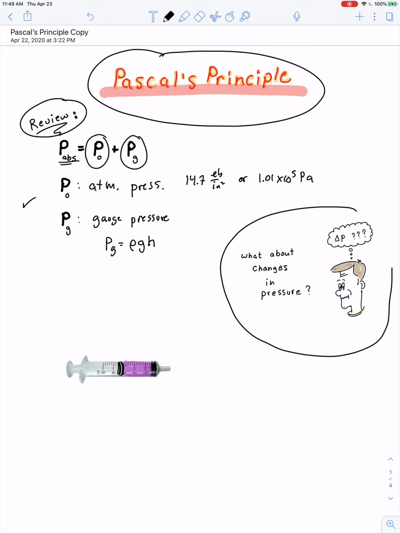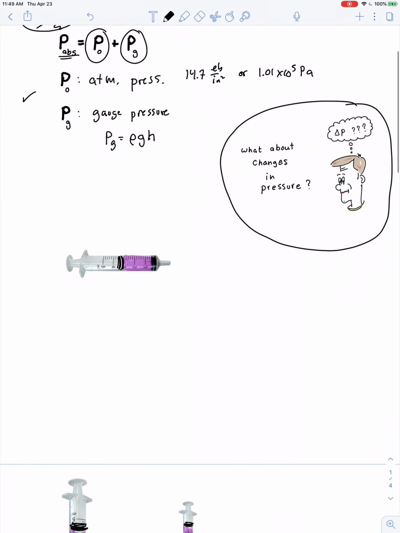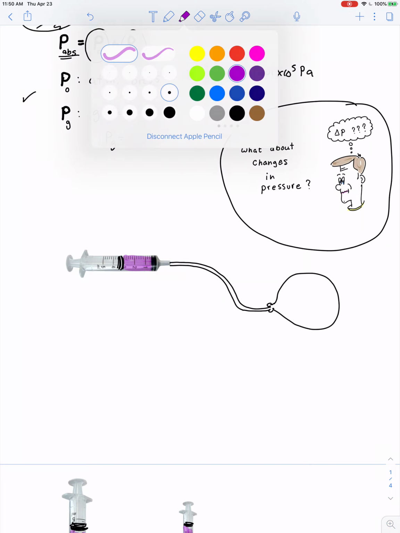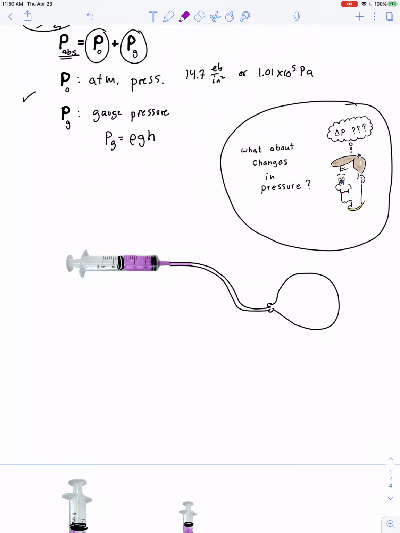But what about changes in pressure? What happens when we try to mechanically add pressure to a system? For example, we could use a syringe and attach a tube to the syringe, and perhaps that tube ultimately leads off to, I don't know, maybe something like a balloon. So a fluid is contained all through the system.